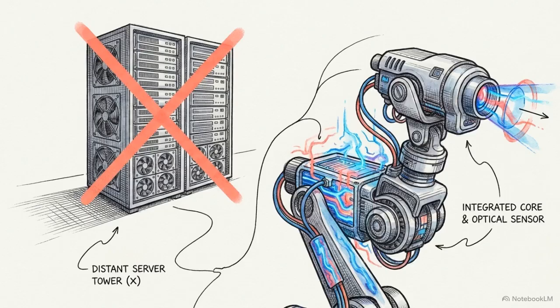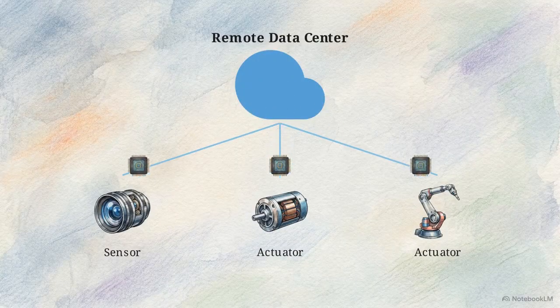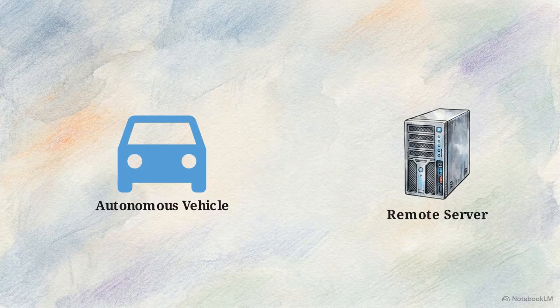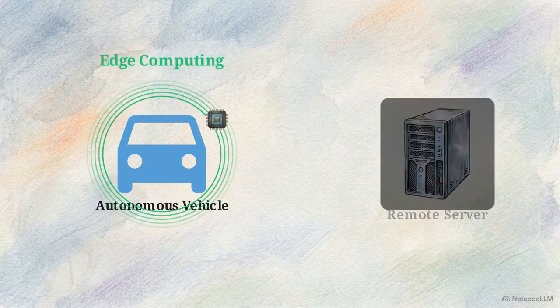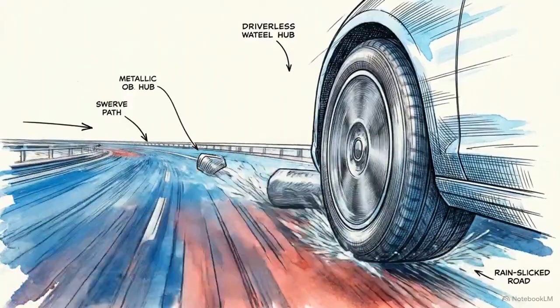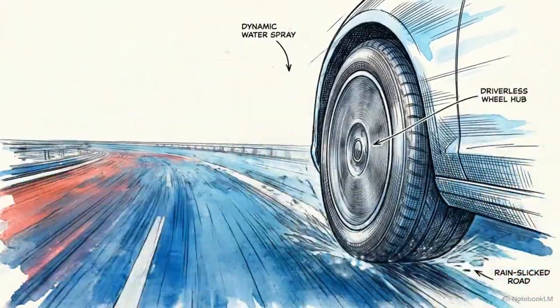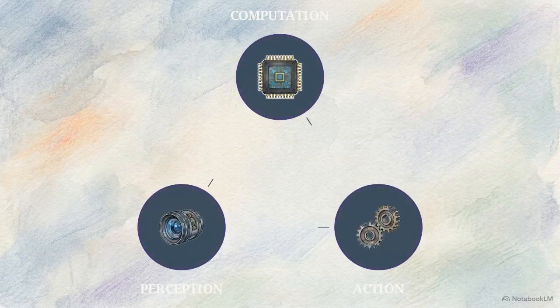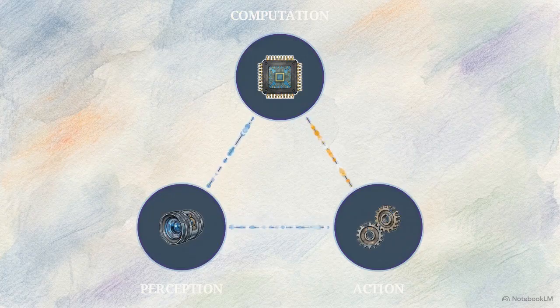Tying this together is the concept of edge computing, pushing critical processing power out of remote data centers and as close to the physical sensors and actuators as possible. By eliminating the latency of waiting for a remote server, edge computing enables the instantaneous, zero-delay decisions required for an autonomous vehicle to survive a highway at high speeds. Robotic capability scales not with the power of individual motors or cameras, but with the efficiency of the information flow between perception, computation, and action.